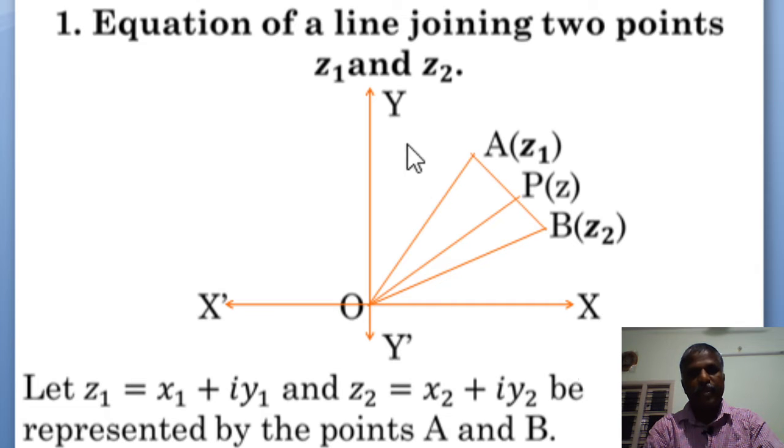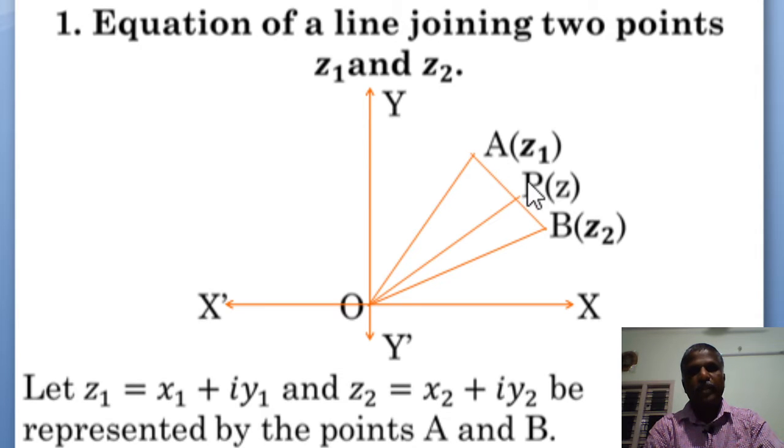In this complex plane, in this geometrical representation, A of z1 is the first point and B of z2 is the second point. Here we join the points A and B, we get AB. Here we take any point P of z, where z is equal to x plus iy. This is any point on the line AB. Here we observe that the points A, P, B are collinear. They lie on the same line.